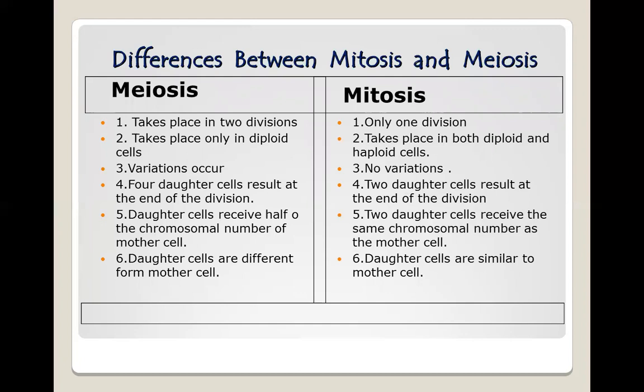Daughter cells receive half of the chromosome number of the mother in meiosis. Two daughter cells receive the same chromosome number as the mother in mitosis. Daughter cells are different from the mother cell in meiosis, but in mitosis, daughter cells are similar to the mother cell.